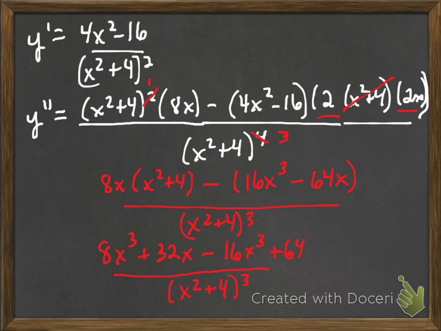It doesn't help to expand the whole thing. You're going to make your life more complicated. So negative 8x cubed. I just made a quick little edit. I forgot to write the x there with that 64. Okay, so we have negative 8x cubed plus 96x all over x squared plus 4 cubed. And that's your second derivative.